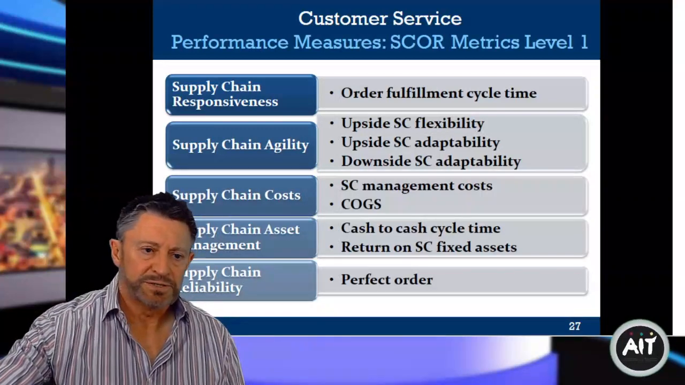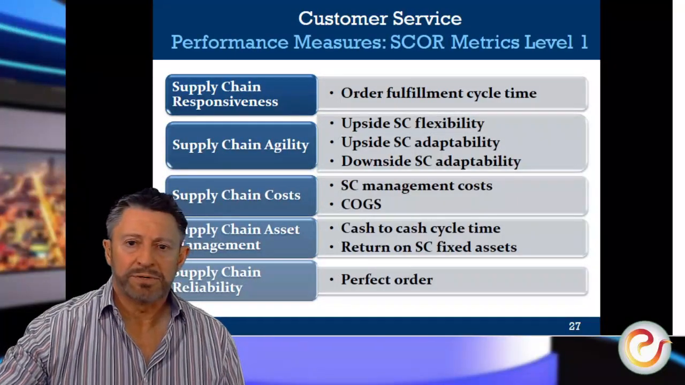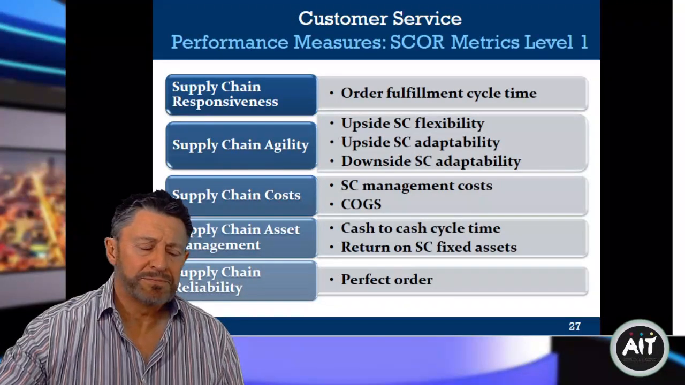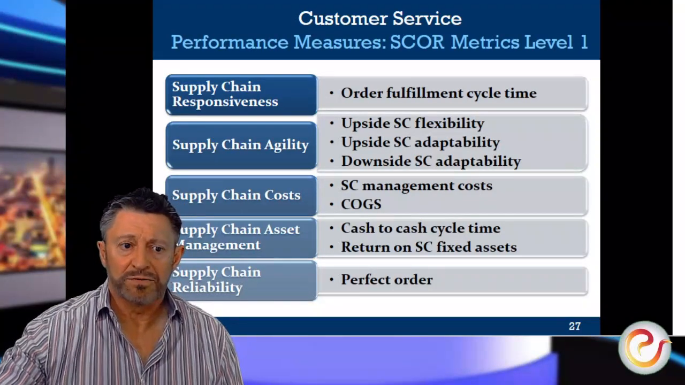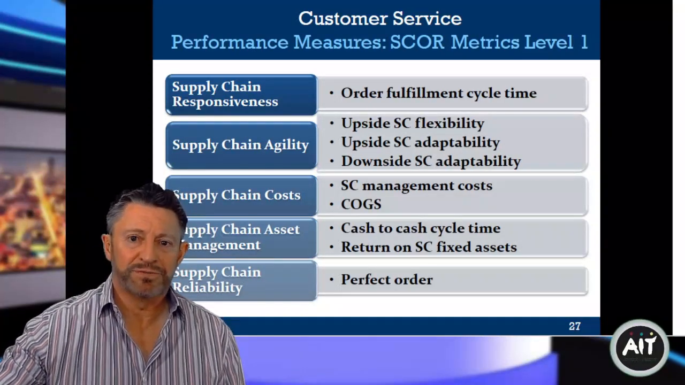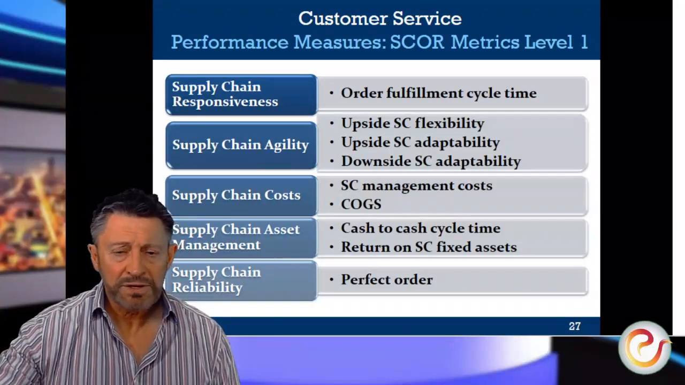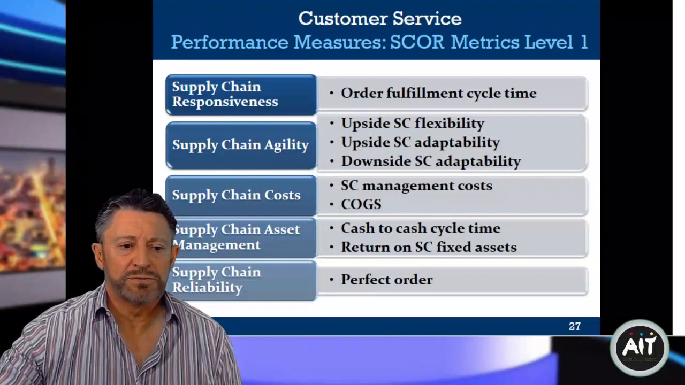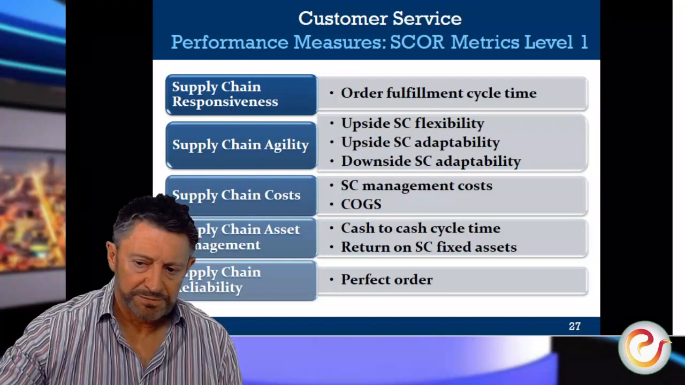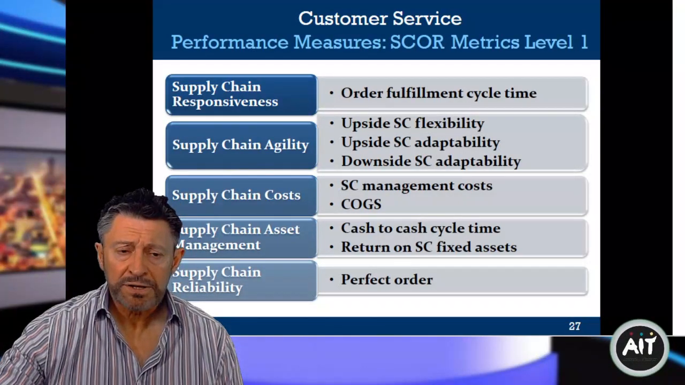So cash to sales cycle, of course, then asset management. When we talk about asset management here, we're talking about the cash cycle. Working capital flow is one of the key metrics inside an organization, and this is one way of contributing to that: how quickly you get your money in to pay for your operations. So return on supply chain fixed assets, if you have any, and then of course supply chain reliability, the perfect order, which is the same as in economics, perfect competition. It doesn't exist. It's the nirvana.